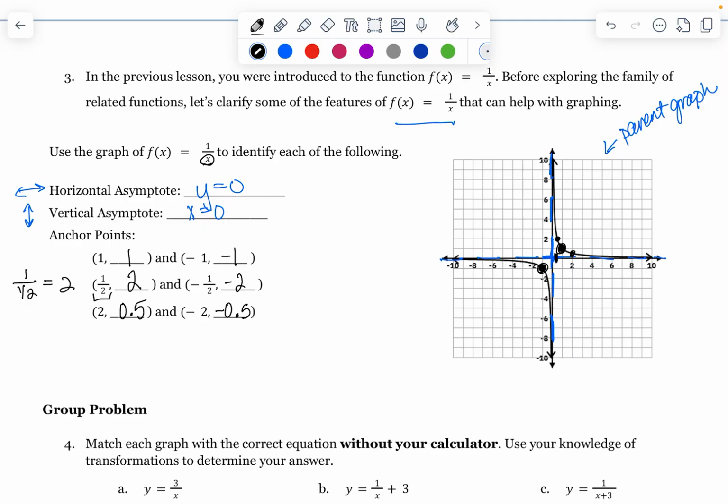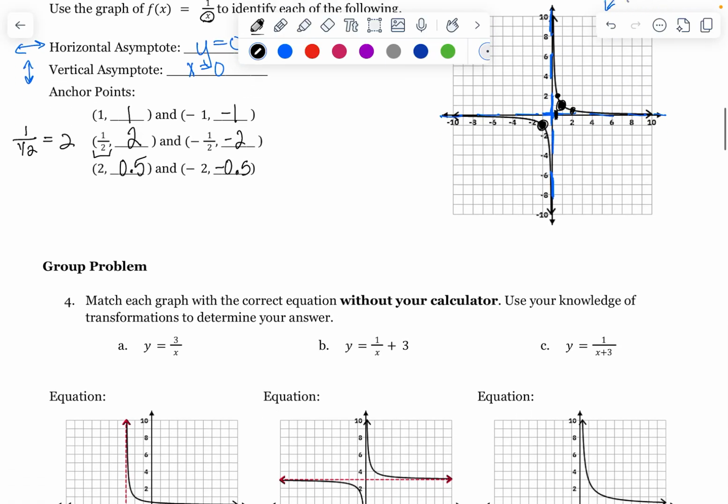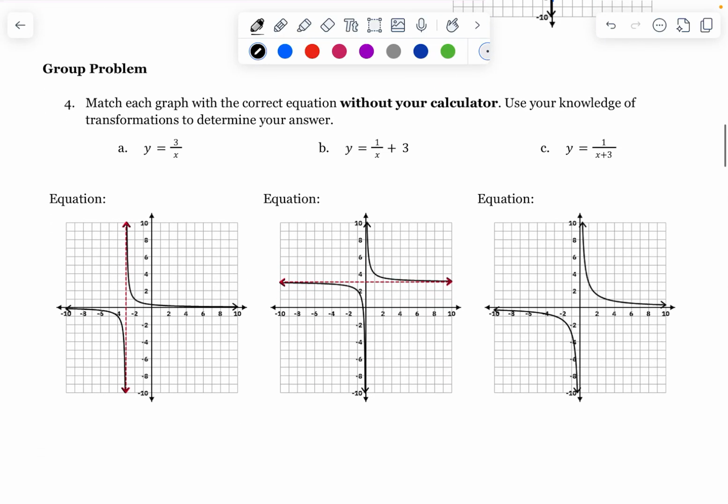If we can get those 3 points on either side of our vertical asymptote, that will really help us determine the shape of our rational graph. Underneath, I want you to try to match these without your calculator. Using transformations, which equation goes with which graph? You can pause the video. All right, we're going to talk about this, which will lead us into the next part, and the next part you're going to do on your own.